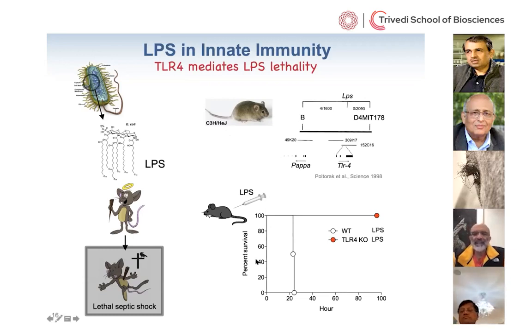This is shown graphically here. If you look at percent survival on the y-axis as a function of time in hours on the x-axis, if you take wild-type mice and inject them with LPS, then they're all going to die within the first 24 hours. But if they are TLR4 knockouts, they lack TLR4, then they all live. So this is very powerful genetic evidence of the importance of TLR4. And it was for the basis of this work that he got the Nobel Prize.